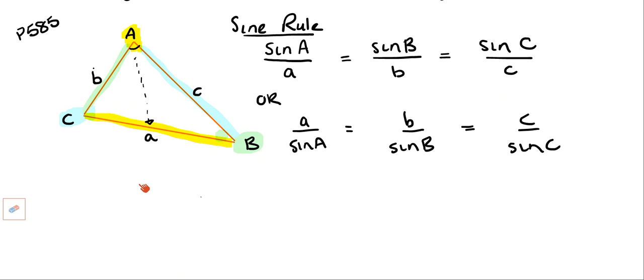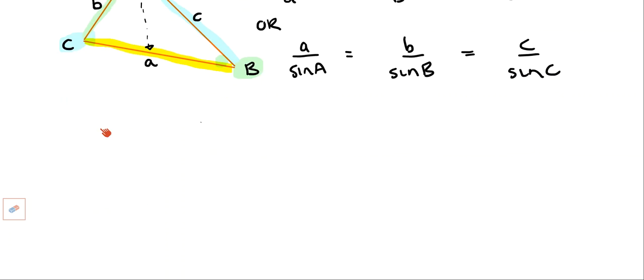Okay. Because we're going to have to do a bit of rearranging to solve for the unknown. Like I said, you don't have to do that, but it just makes it a bit easier. So let's have a look at a question. Let's have a look at example 5 on page 586, and let's go through it.